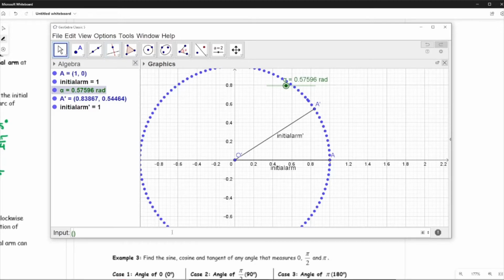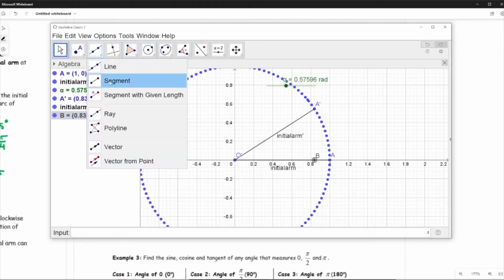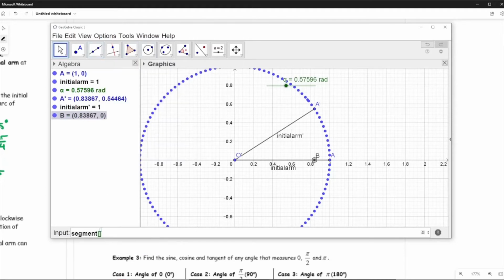So I'm going to draw a new point with the same x value as A prime. I do that by typing x bracket A prime and then 0. And I'm going to draw a segment that connects B to A prime. Now what I'm doing here is drawing myself a triangle, so let's say polygon from O to B to A prime. Okay, so we've got a little triangle here.